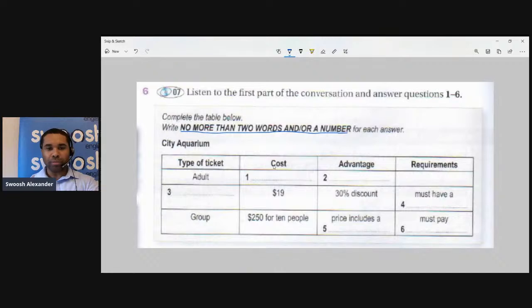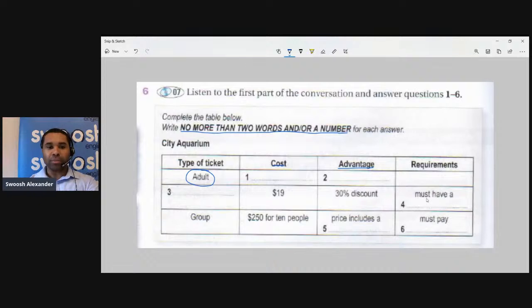So we know that for number 1, we're going to be listening out for a price. We know that for number 2, we're going to be listening out for the advantage of getting an adult ticket. For number 3, we're looking for a different type of ticket. We've got adult, we've got group, we've got a different type here. What could that be? We can try and predict the information. It could be perhaps children's, it could be student price, okay, something of that nature. So we can make some predictions there, but we have to listen, obviously, before we write the answer.